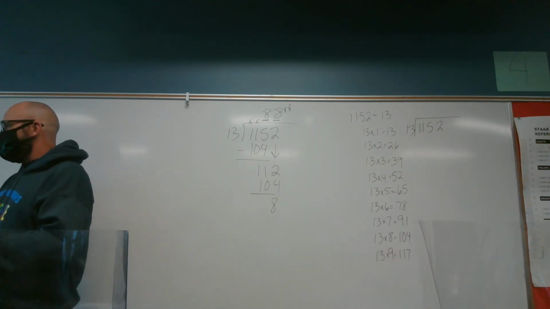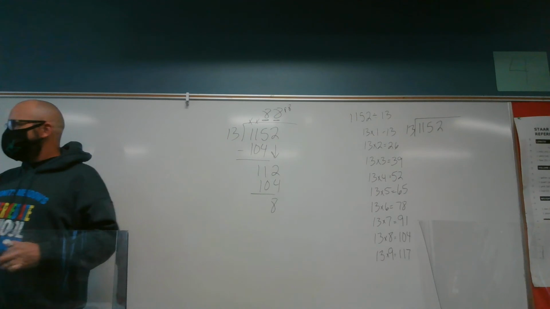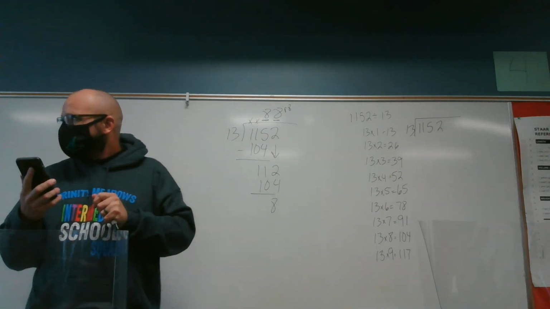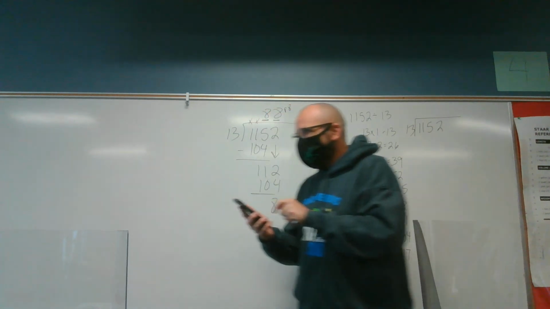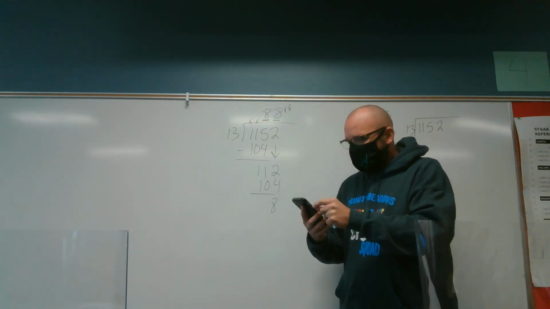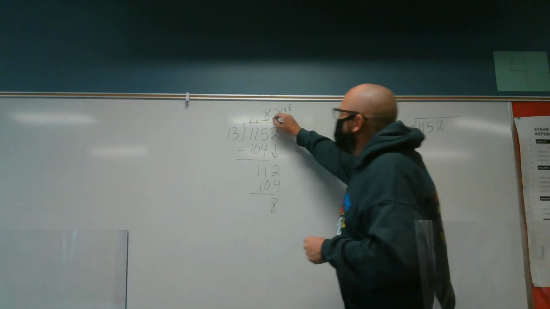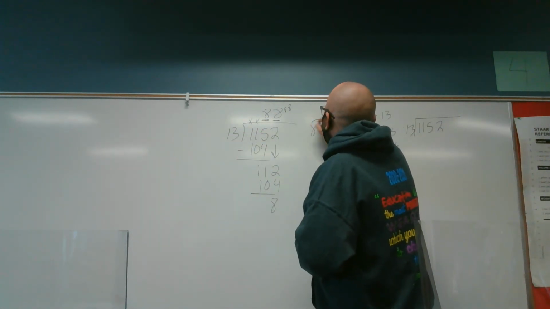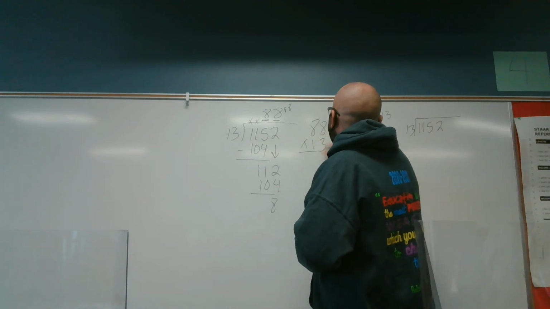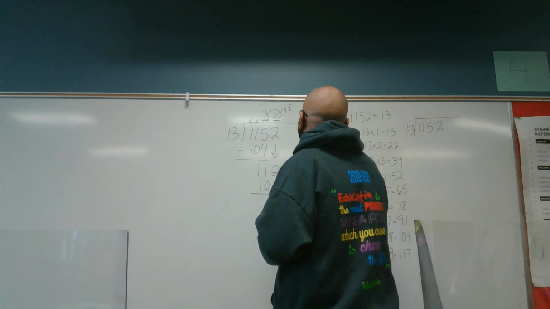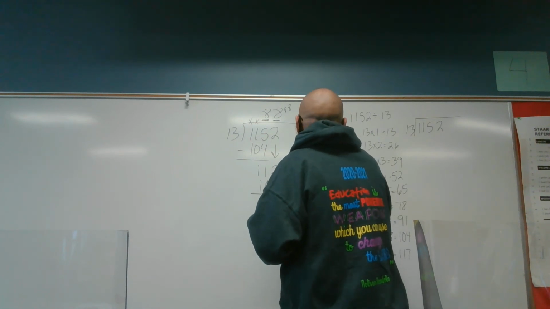Now, I just got a text from Kate. Kate wants me to check the answer. Kate, how do I check the answer? You can multiply it. Oh, I can multiply it, Kate says. So I'm going to multiply my quotient times my divisor. So I have 88 times 13. 3 times 8 is 24. 4, 2. 8 times 3 is 24, plus 2 is 26. Put a 0.